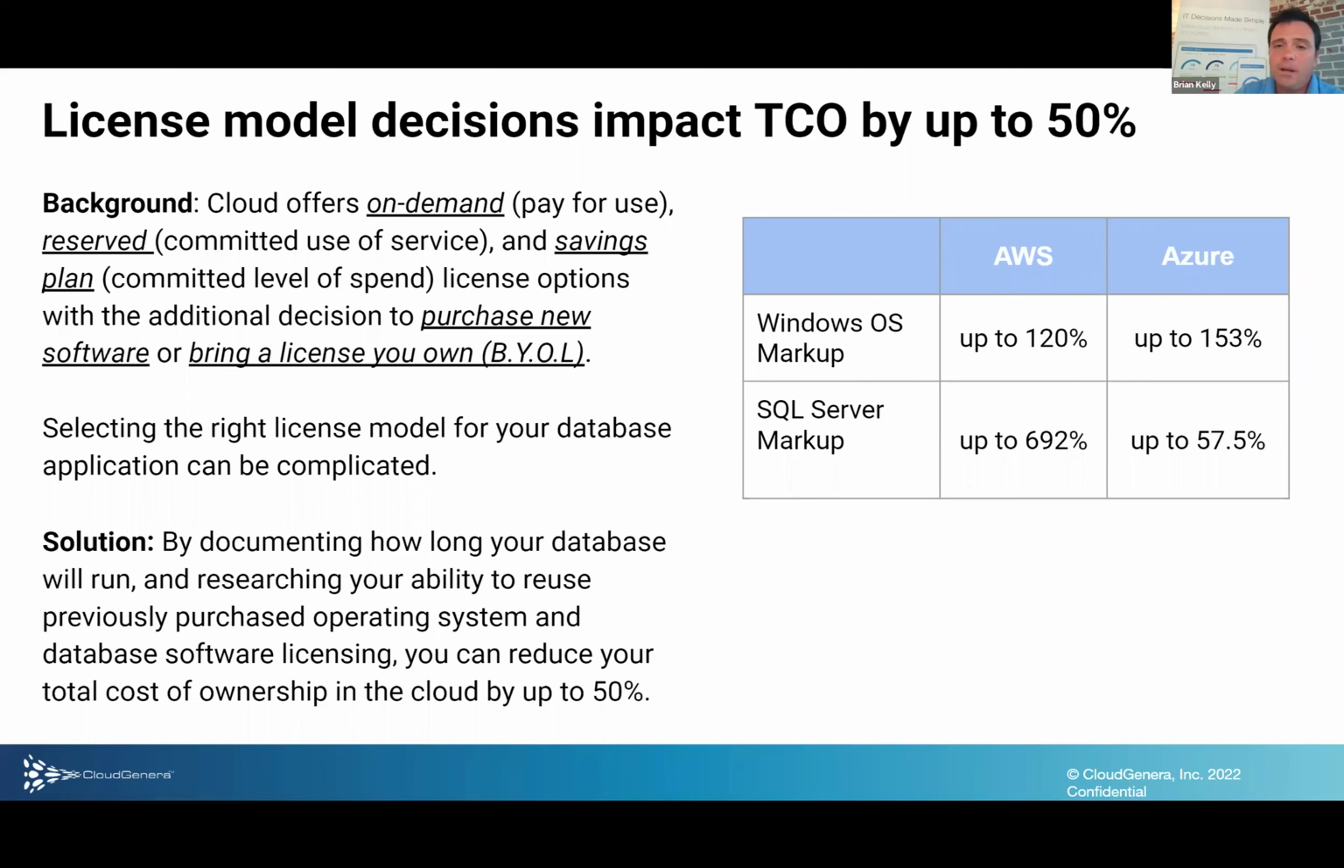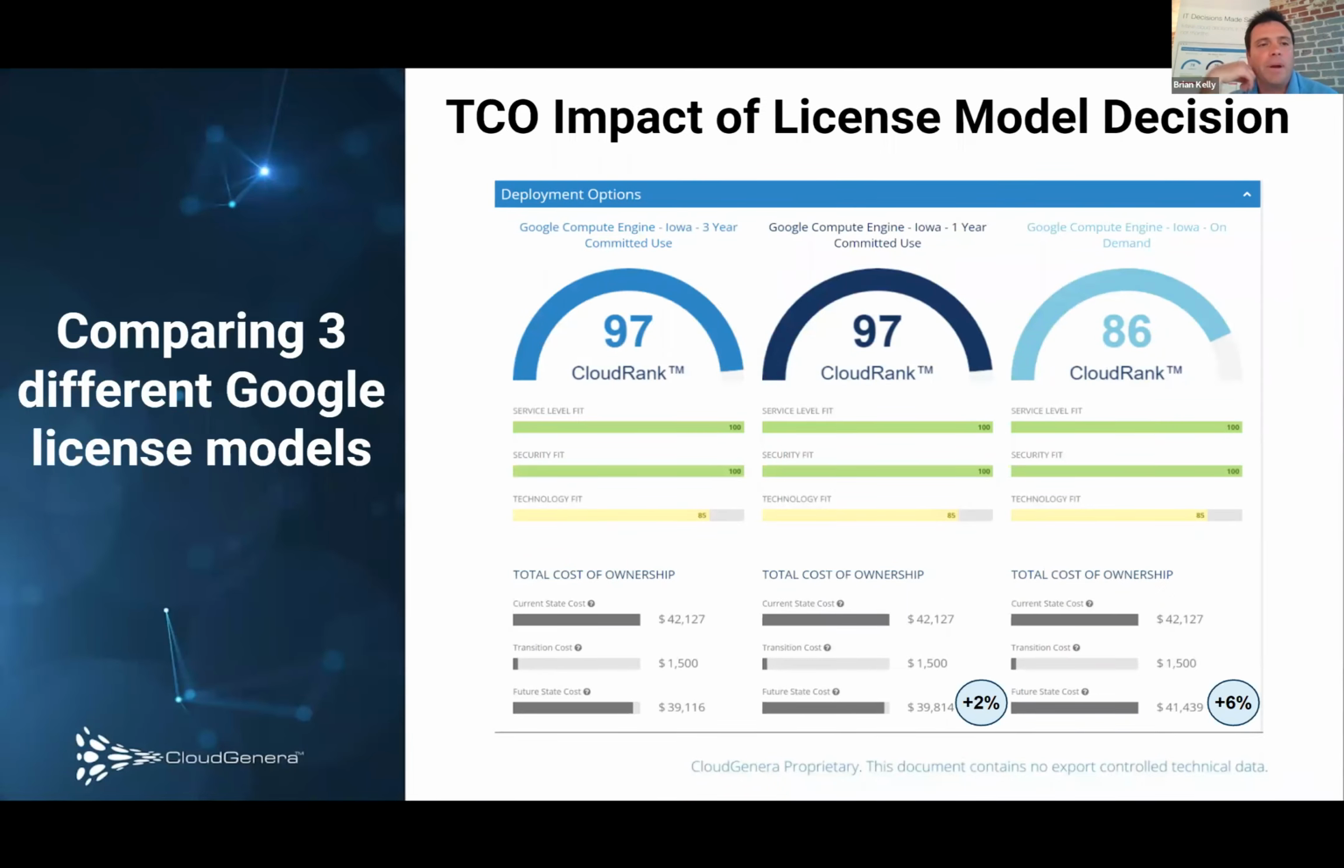Here's an illustration comparing 3 different Google license models. You can see here that Google 3-year committed use offers a $39,000 total cost of ownership for the SQL Server clustered workload that we've been talking about. If you move from 3-year committed use to 1 year, in this use case, that's an increase of 2% total cost of ownership. If you move from 1 year to on-demand, a 6% delta in total cost of ownership.